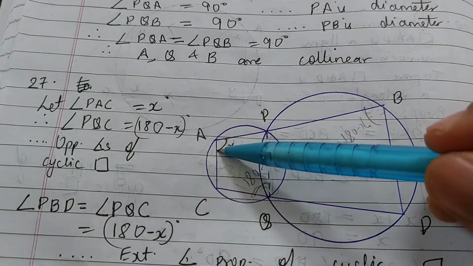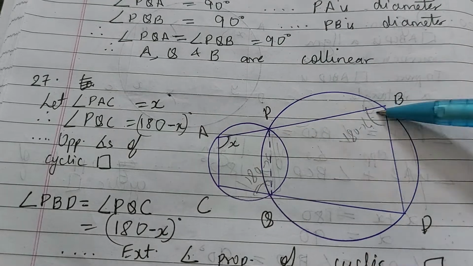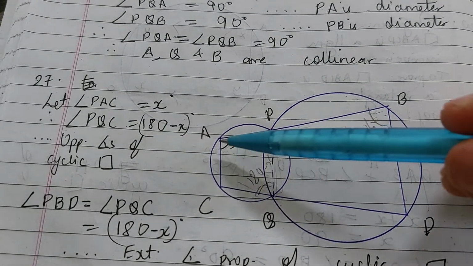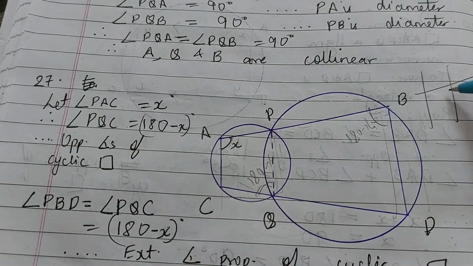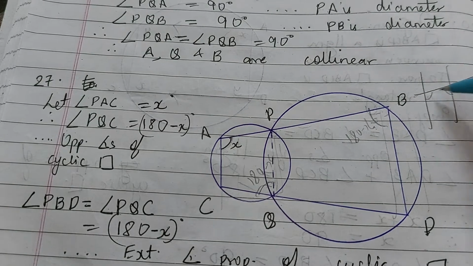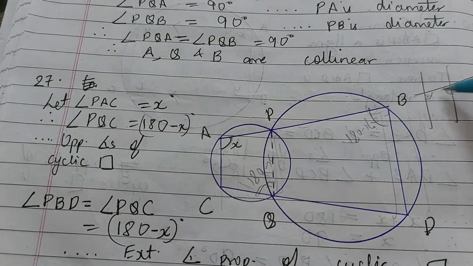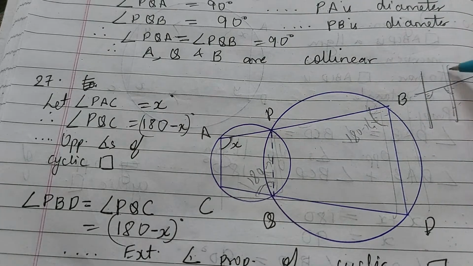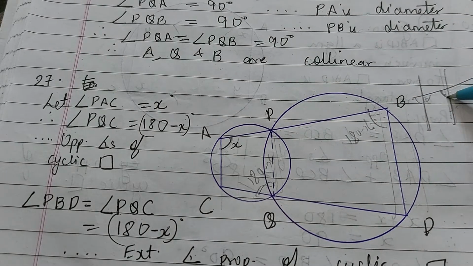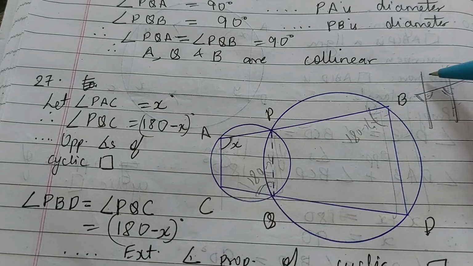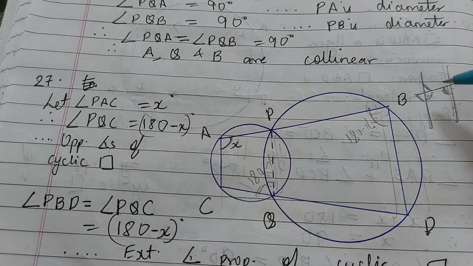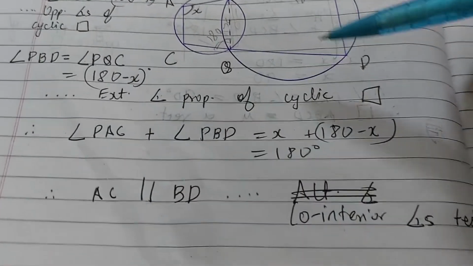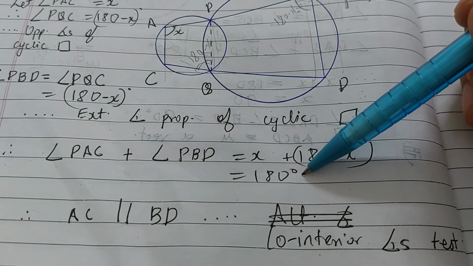Now, if this is X and this is 180 minus X, if I add them, the total is 180. So when the co-interior angles between two lines here, this is a transversal. If the co-interior angles are supplementary, that is total is 180, that means they are parallel. There are three tests for parallel lines. One is the corresponding angles test, corresponding angles should be equal. One is the alternate angles test, that is alternate angles should be equal, a Z shape. And here we are using the co-interior angles test, which is the co-interior angles should be supplementary, total should be 180.